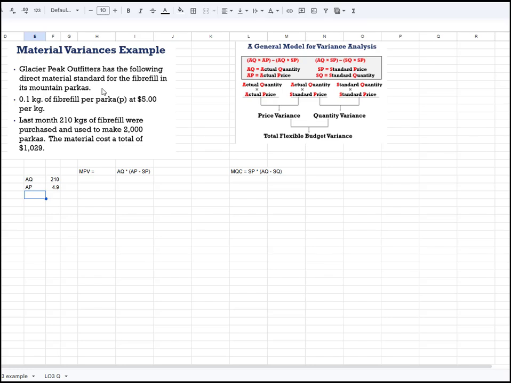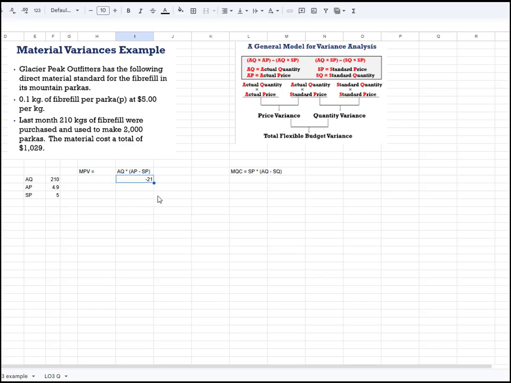Okay, and then what else do we need? We need the SP. SP we typically have as $5 per kilogram. Again, this is all per kilogram, and this is $5. All right, now let us figure out our material price variance. That's going to be our AQ, 210, times our AP less our SP, and we get a material price variance of 21.